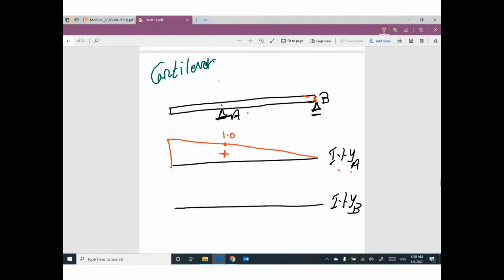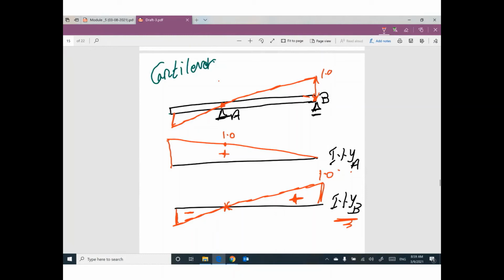Influence line for reaction YB. Move support B up by 1. Keep any other support as it is. Can you tell me what is the new shape between this point that you moved up and this point that you kept? It will be like this. So the new shape here is 1, and this point is as it is. This diagram is positive because it's up. This diagram will be negative because it's down. This can be called the influence line for YB.